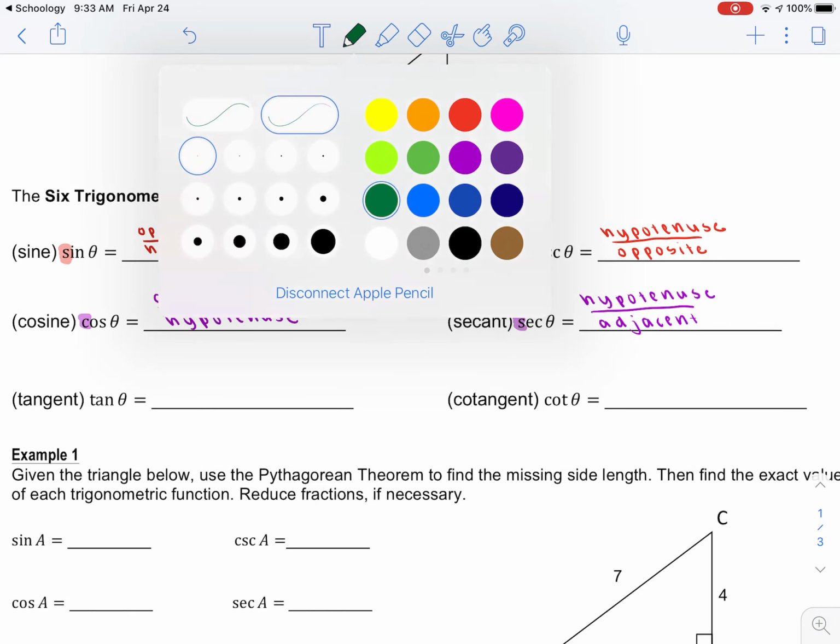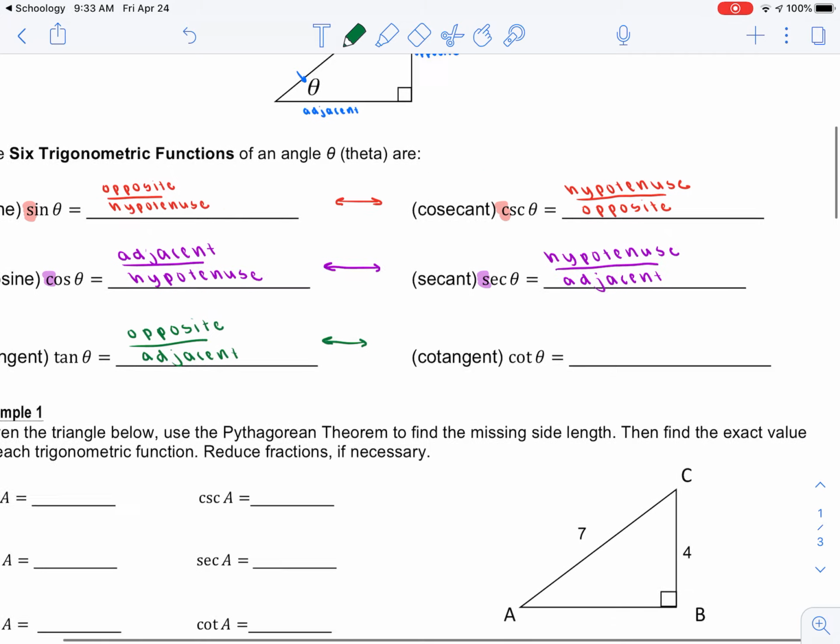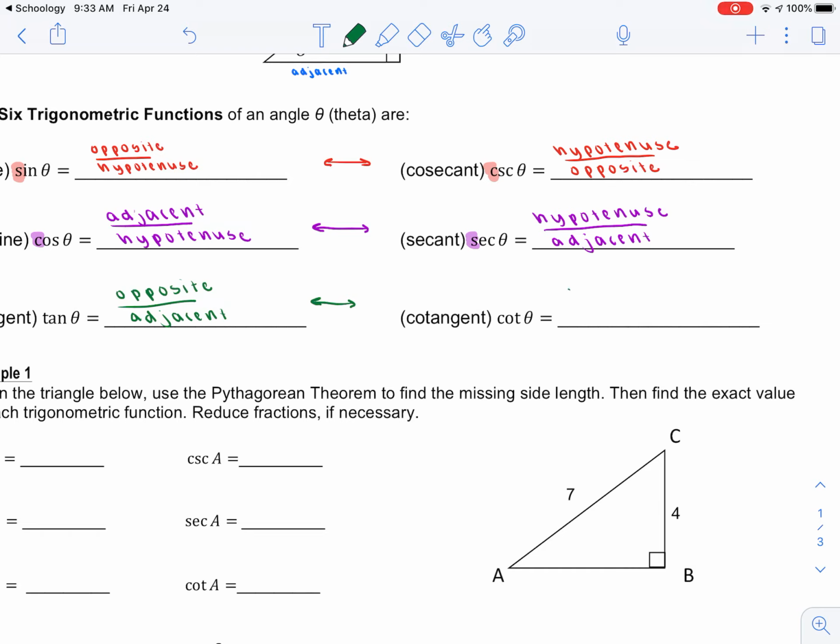And then finally, our tangent function is the opposite over the adjacent side. And its reciprocal function is the most obvious, tangent and cotangent. I mean, that's very hard to mess up, or very easy to... I don't know. English is really easy to mess up, apparently. But that would be the adjacent over the opposite side.